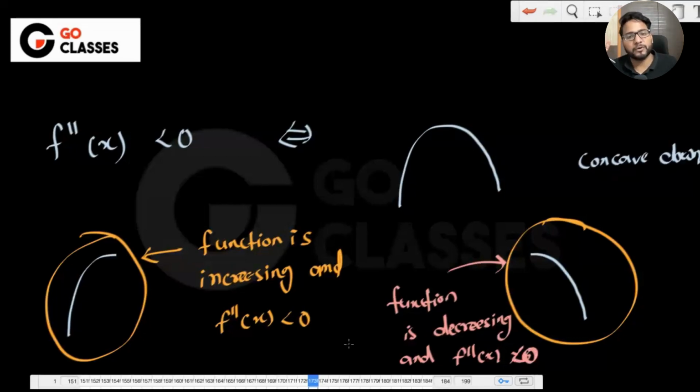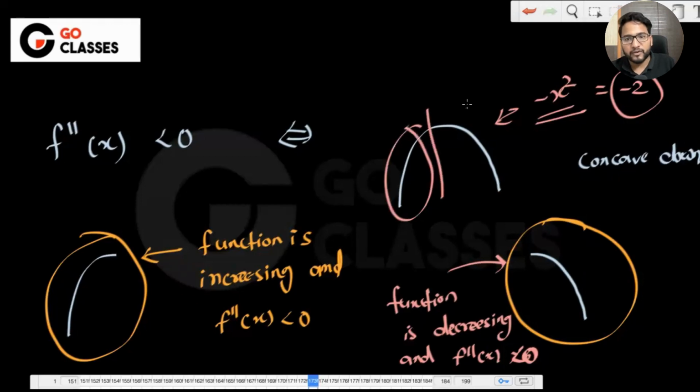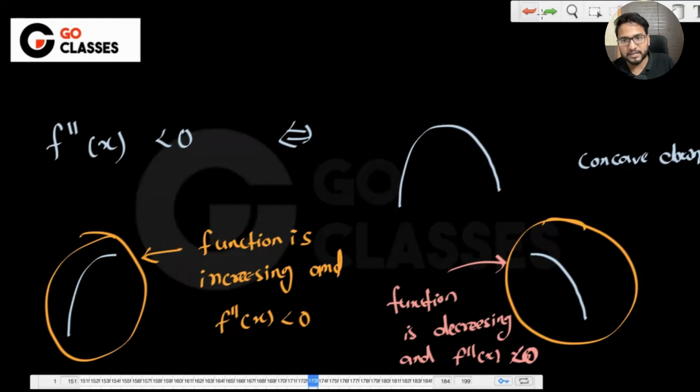Is this clear to everyone, first of all? That f double dash x does not tell anything about the function increasing or decreasing. See, this is a plot of minus x square. If you take the minus of x square, it will be upside down, something like this. If you take the double derivative of this, it is minus 2 only. It is always negative. Does this mean the function is decreasing? No. The function is increasing from this area to this area, and decreasing from this area to this area. So first of all, it should be clear that the sign of f double dash x does not tell anything about whether the function is increasing or decreasing.